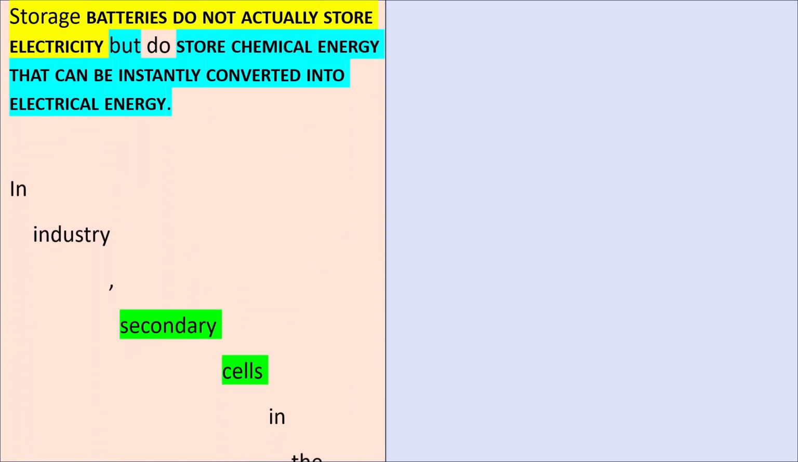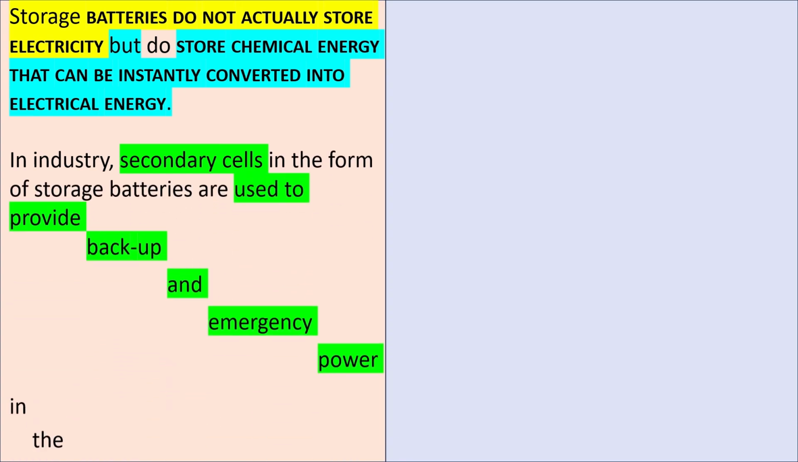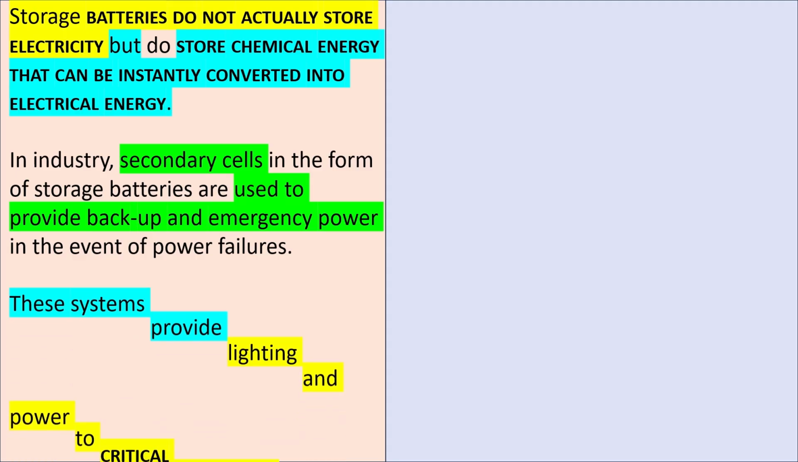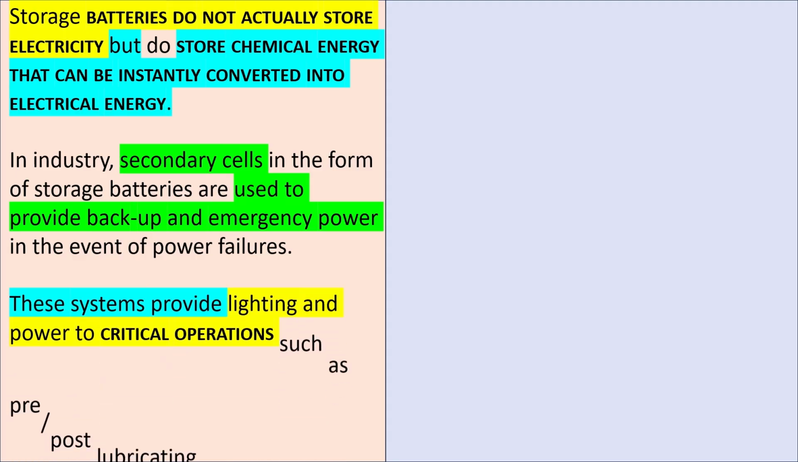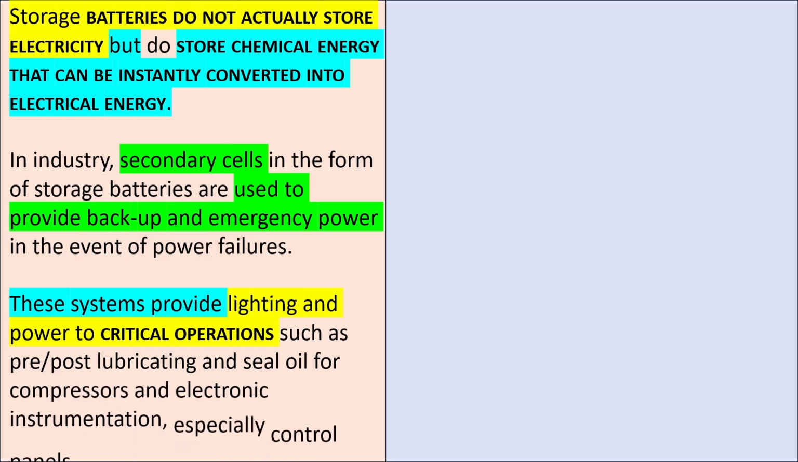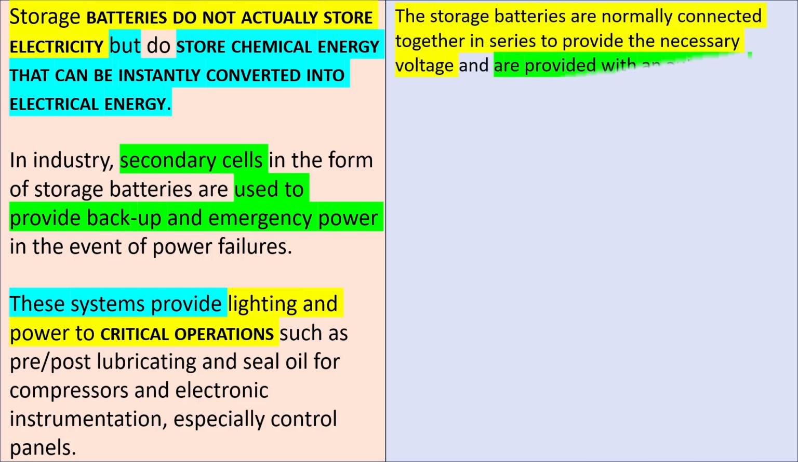Storage batteries do not actually store electricity, but do store chemical energy that can be instantly converted into electrical energy. In industry, secondary cells in the form of storage batteries are used to provide backup and emergency power in the event of power failures. These systems provide lighting and power to critical operations such as pre-post lubricating and seal oil for compressors and electronic instrumentation, especially control panels.